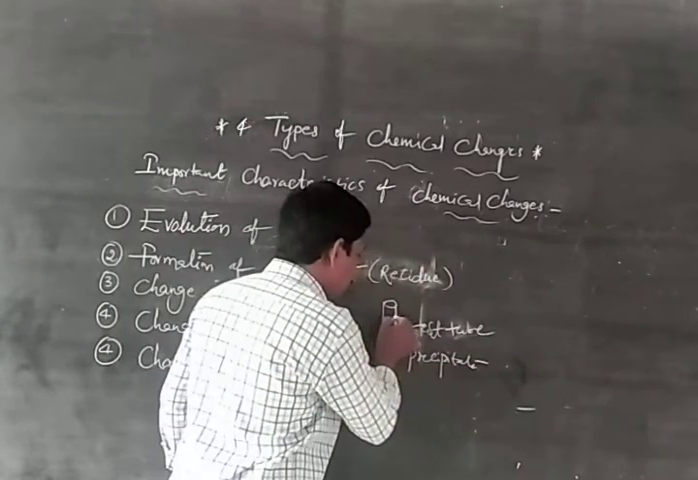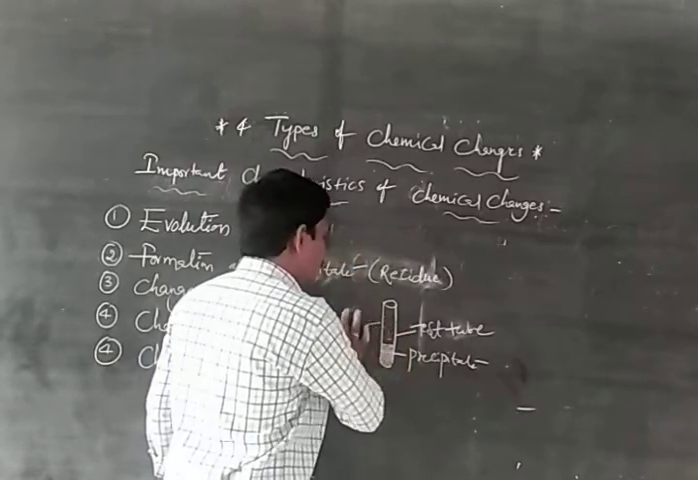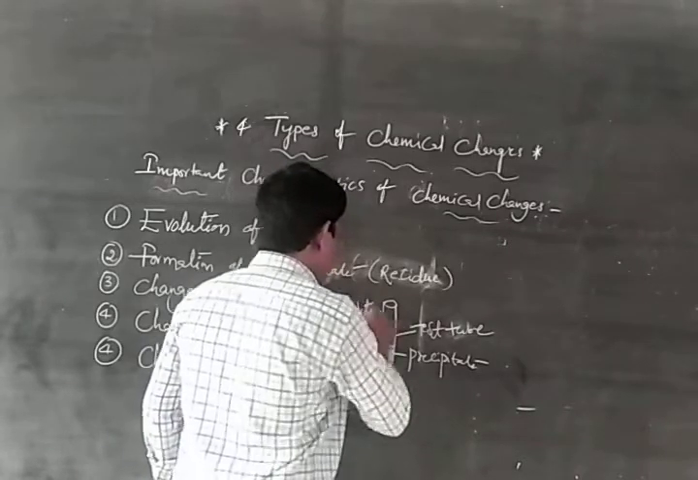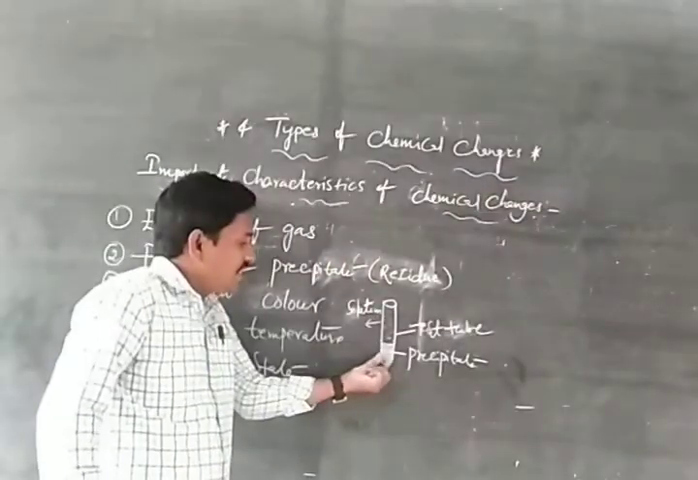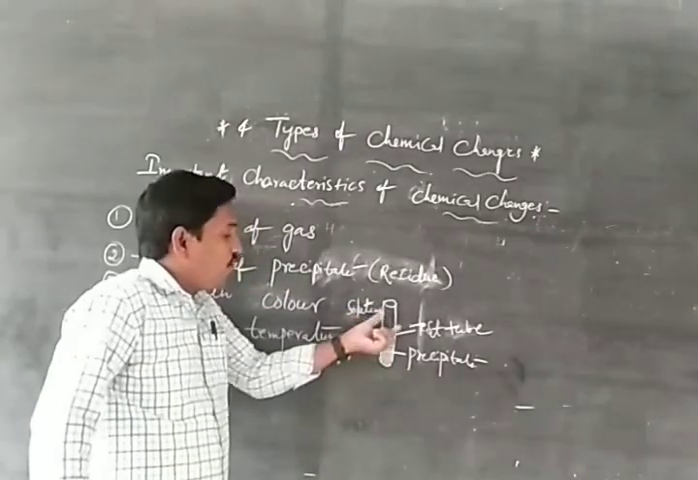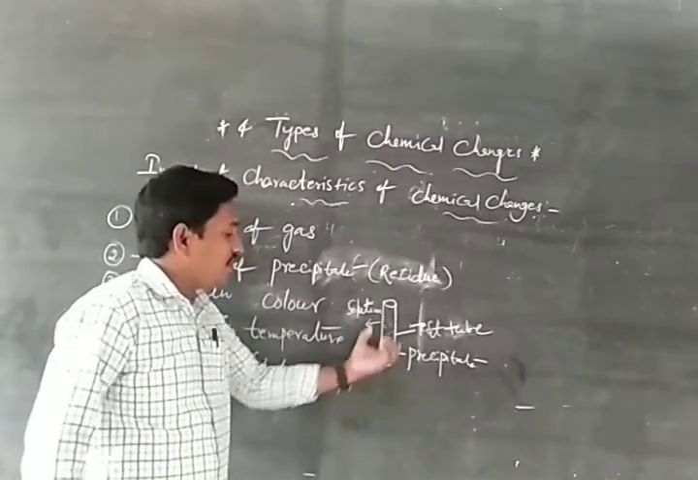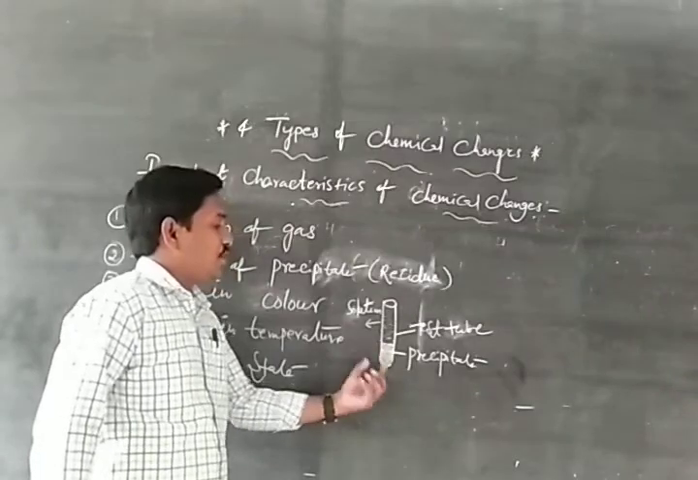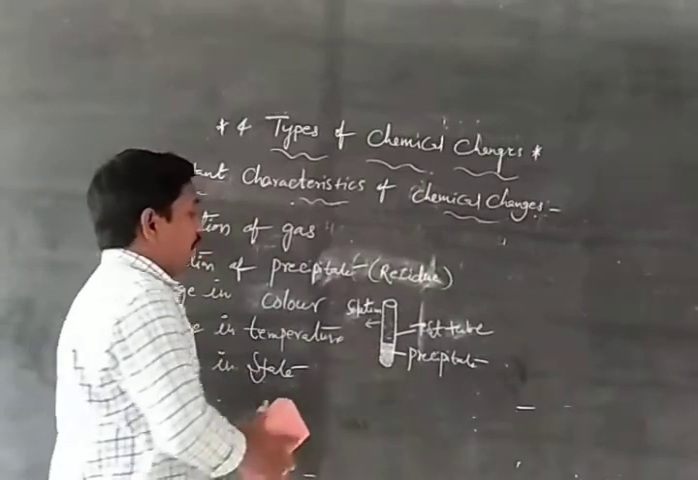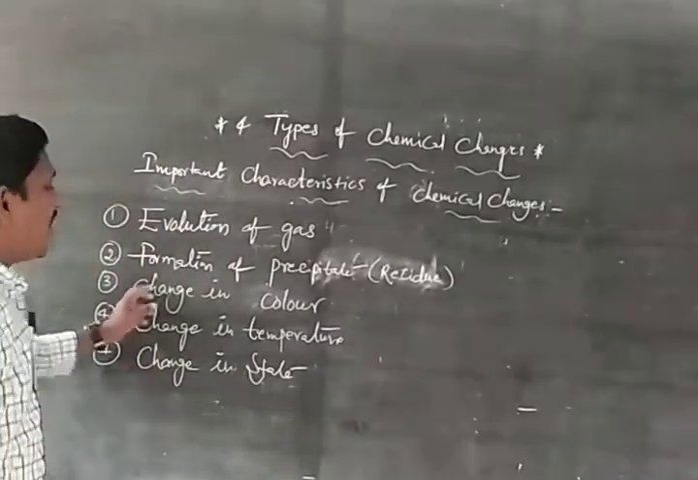This is called solution. This is precipitate. Solution and precipitate are divided in two parts. One of the parts, which is high quantity or high weight, is settled down at the bottom of the test tube. That is called precipitate or residue. What is the remaining portion? It is not useful.